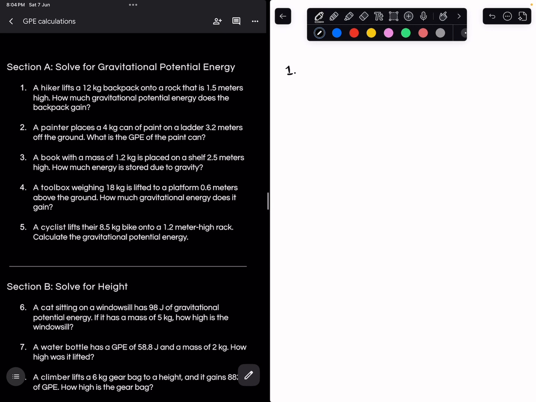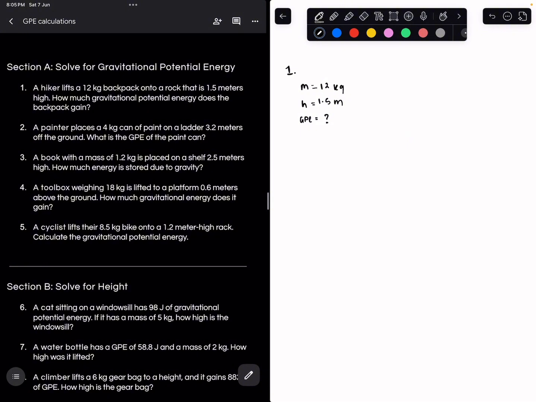Okay, so the first thing that you should do is you should always write notes on what information you have from the question. So as you can see here, the hiker lifts a 12 kg backpack. So that is a mass value that I'm going to write here, 12 kgs. What else do we have given? Okay, so this hiker lifts the bag onto a rock that is 1.5 meters high. So that is the height. And what we need to figure out according to the question is the gravitational potential energy.